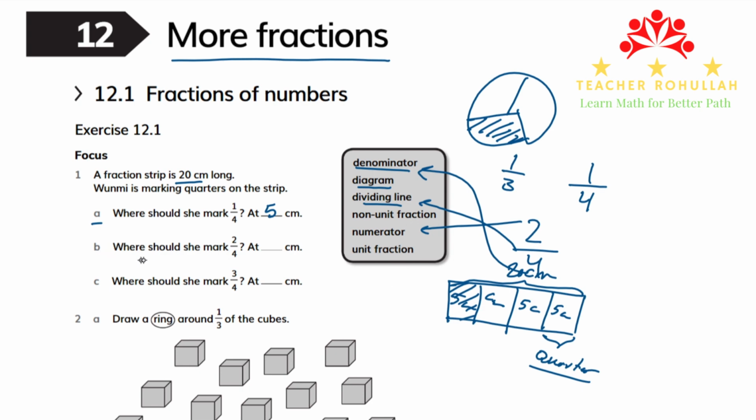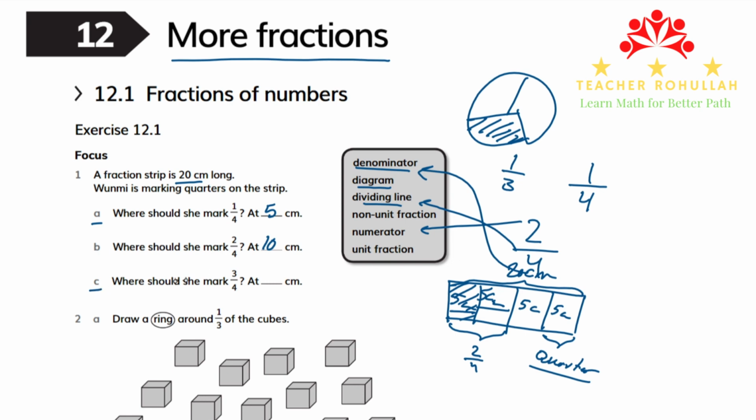And question B says, where should she mark 2/4? This is 2/4 of the strip. What length is this showing? 5 centimeters plus 5 centimeters is showing 10 centimeters. So she has to mark at 10 centimeters of the strip.